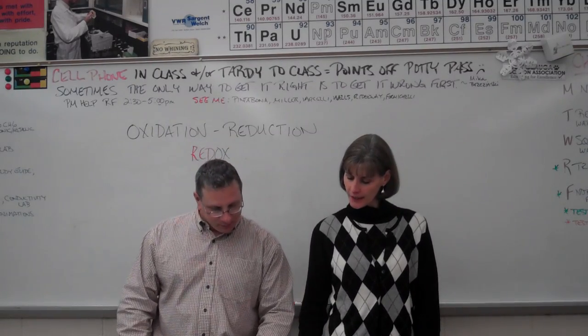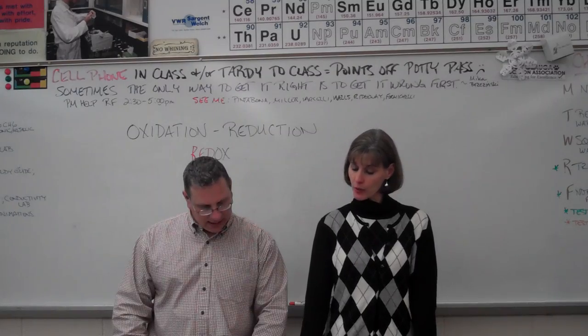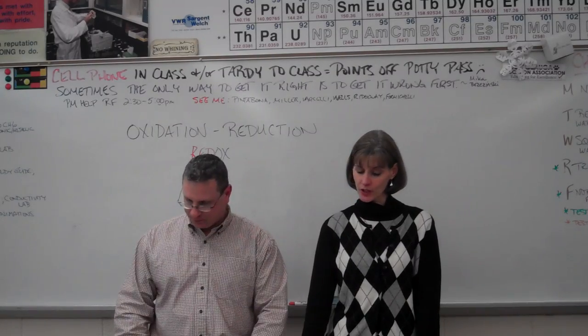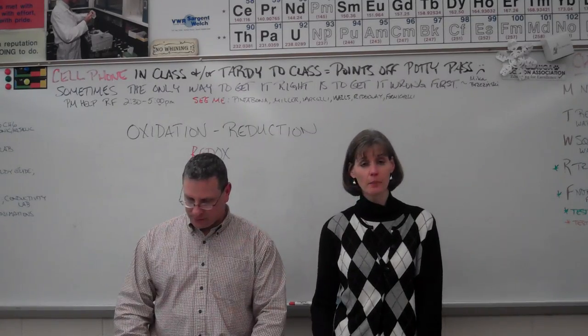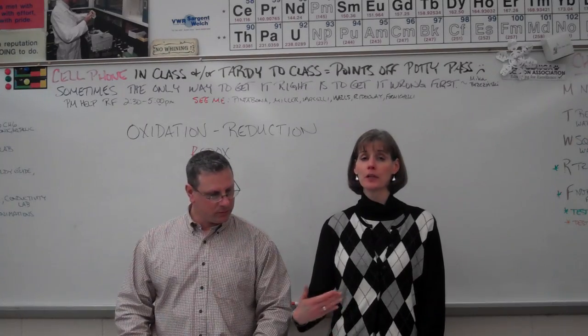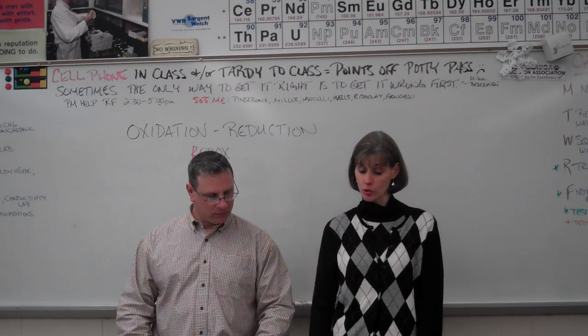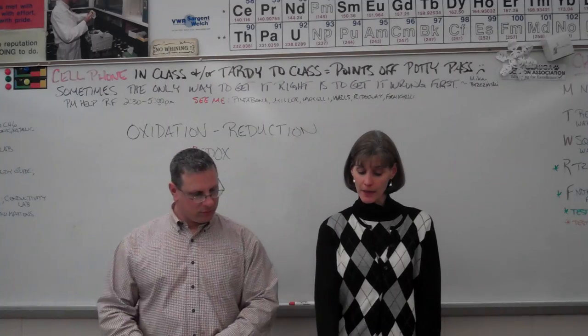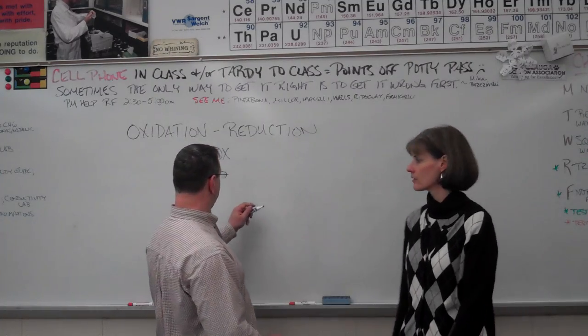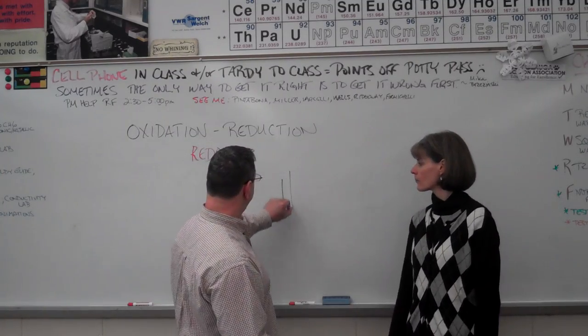Moving on, number 9: how to write the specific oxidation numbers for each element in a given compound. So here is where you're going to apply those oxidation number rules that you know and love. And how about an acid? Let's take a look at some of the acids.